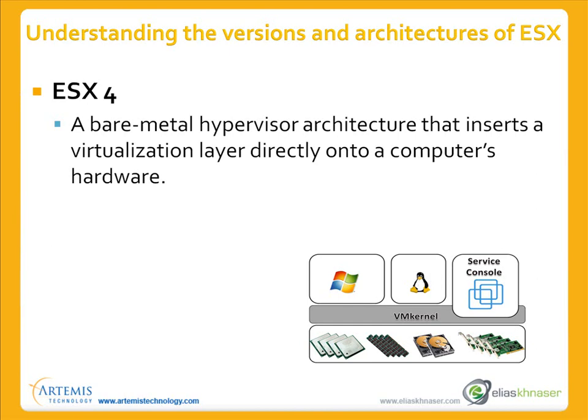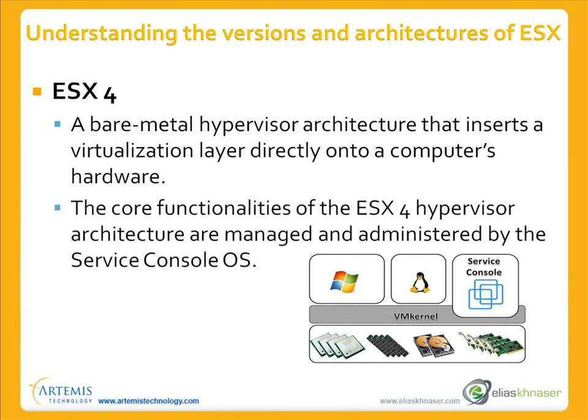Now you'll notice here in our graph that we have the service console. So what is the service console? You can think of the service console as the first virtual machine that gets installed when you install ESX. The reason for the service console to exist is to aid the VM kernel in loading. It is a 64-bit operating system based on a Linux kernel version 2.6, which is equivalent to Red Hat Enterprise 5.2 or CentOS 5.2.